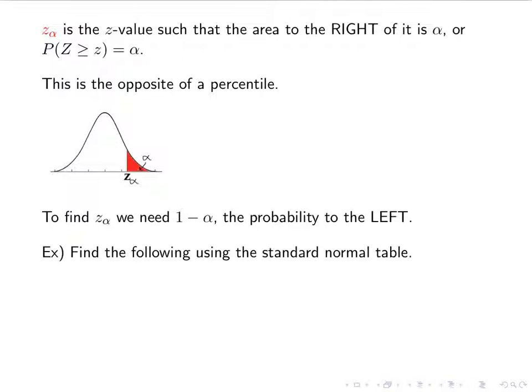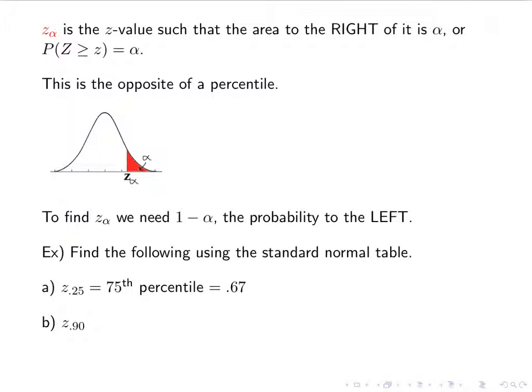So let's do a couple examples. Find z sub 0.25. So this is the same as the 75th percentile. So again, we're looking at 1 minus alpha. So 1 minus 0.25 is 0.75. So it's the 75th percentile. 75% is bigger than 50%. So we're going to go into our positive table and look for 0.7500, whatever is closest to that. And hopefully you're getting 0.67.